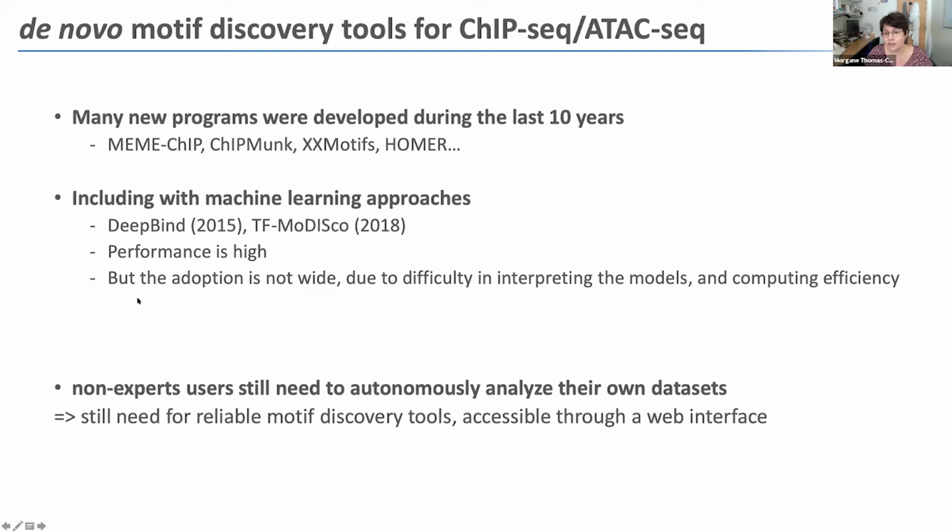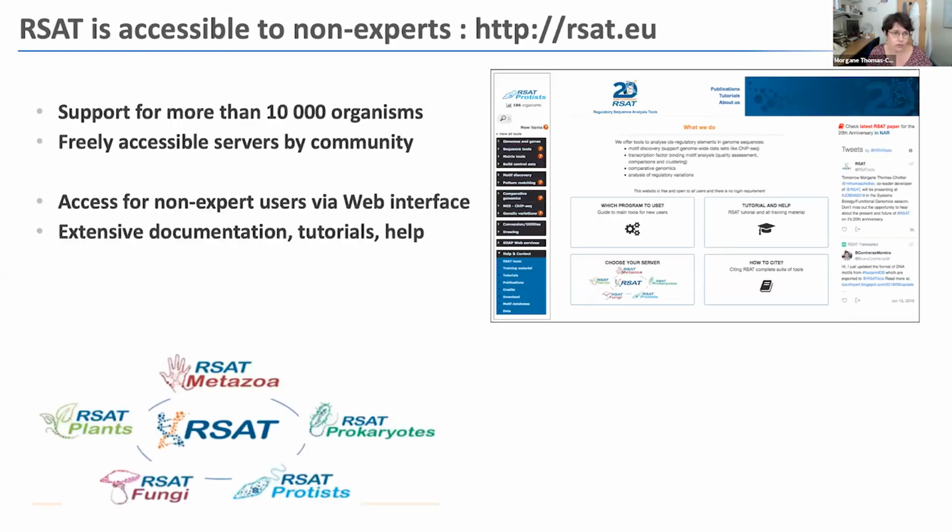So one of the reasons is that it's difficult to interpret the models. And also a real burden is the computing efficiency. So it's clear for us that non-expert users that are producing their data sets need to be able to autonomously analyze their data sets without having a really big computing cluster next door. So we are convinced that there is still a real need for reliable motif discovery tools that are accessible through a web interface dedicated to non-expert users.